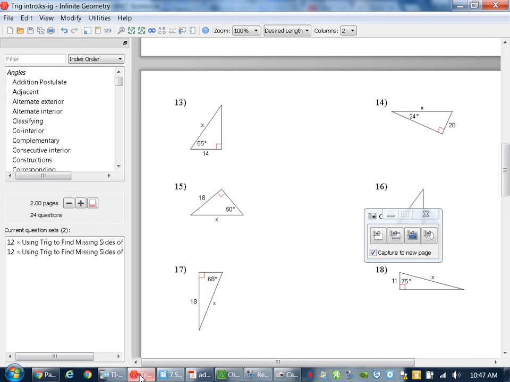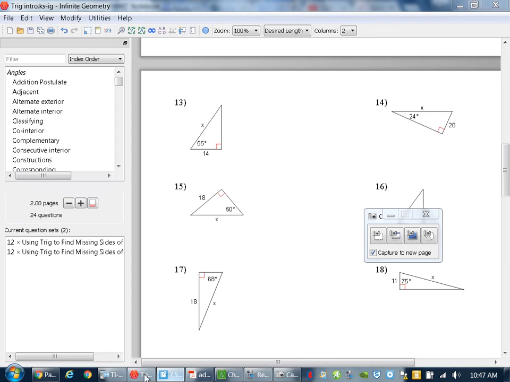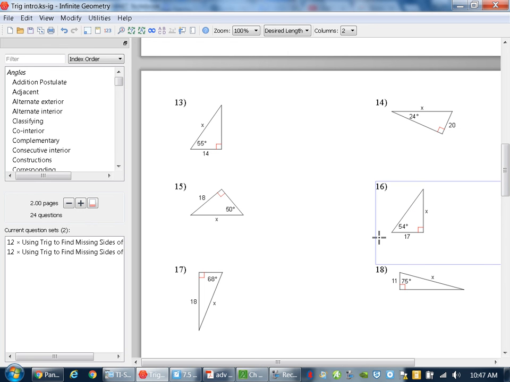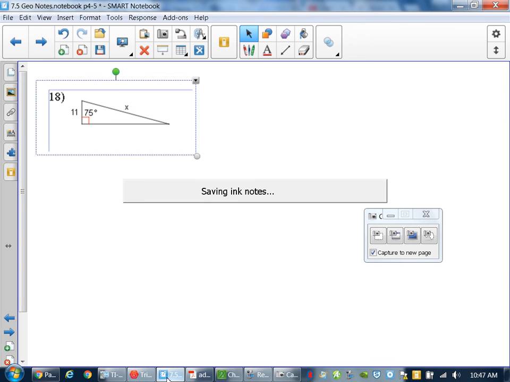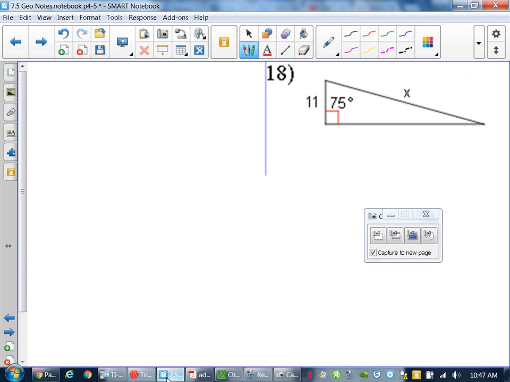Can you come here? Real fast though, before I go over here, I want you guys to pay attention to number 18. I want to show you something about it. When you do this one, this was a cosine problem, correct? Yes. So you had cosine of 75 is 11 over x. Case 1, case 2. Case 2. So exchange-o, change-o.